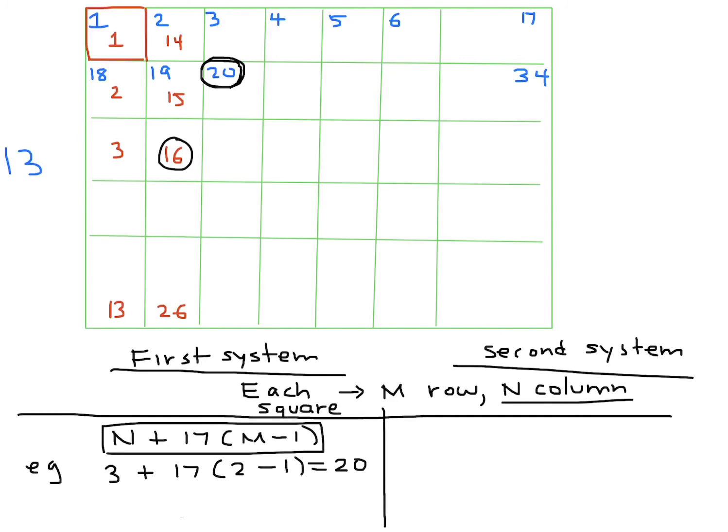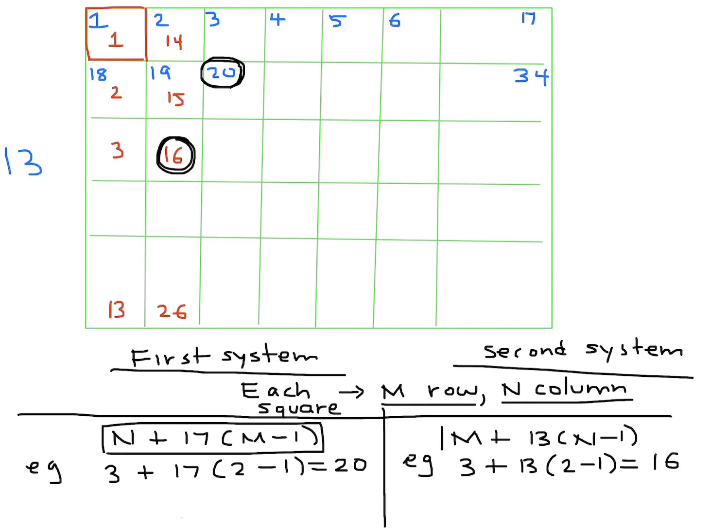Secondly, in the second system, the formula is m plus 13 times (n minus 1). So for example, if I wanted to get the 16, which is numbered in red, so it was the numbering in the second system, how did I get that? Well, m, which represents the row, which is the third row, plus 13 times (n minus 1). n in this case is the column, so it's the second column, minus 1. So that becomes 3 plus 13, which is 16. All right? So those are the two equations.